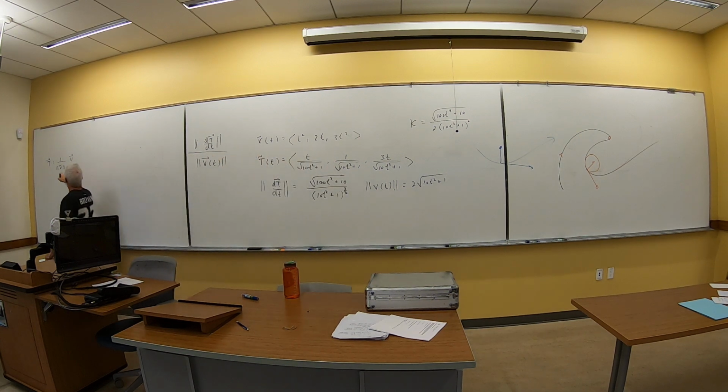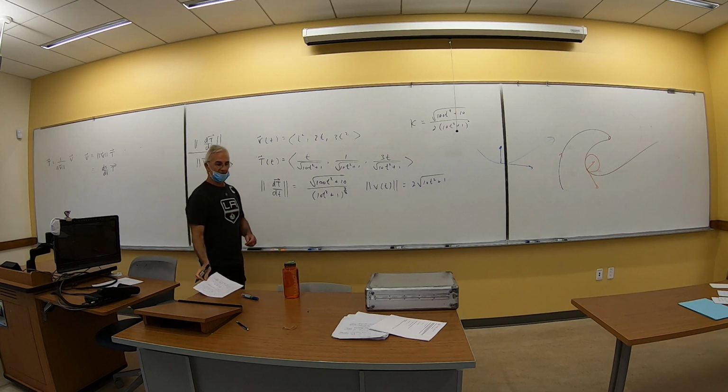So everything's of t. Then is it correct to say that v equals magnitude of v times T? Would this be true? Everybody okay with that statement? And then I want to write it this way: ds/dt times T. This is a scalar valued function multiplied by a vector.